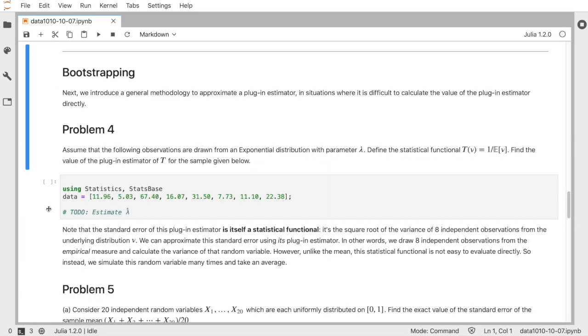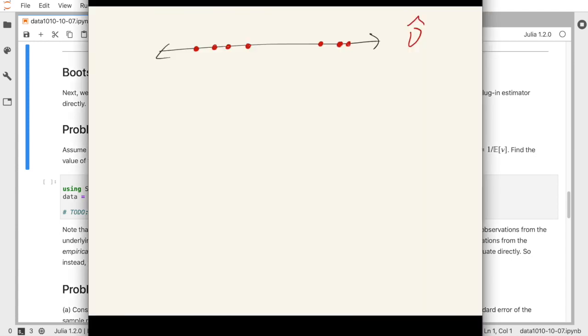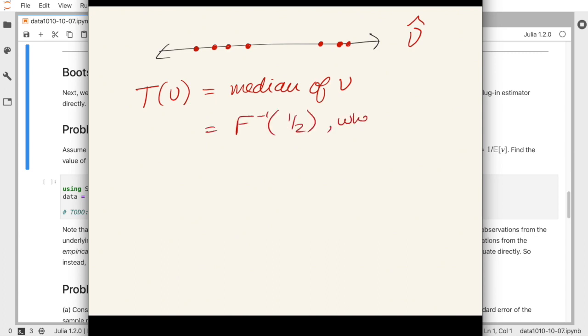So now let's move on to our second topic, which is bootstrapping. Let's suppose you have a distribution nu, which I'm not showing in this picture. Instead, what we get are 7 observations drawn from that distribution, and we can associate those 7 observations with the empirical measure nu hat, which assigns probability mass 1/7 at each of those 7 locations. And suppose that T is a statistical functional, like let's say the median of nu, in other words, F inverse of 1/2, where F is the cumulative distribution function of nu.